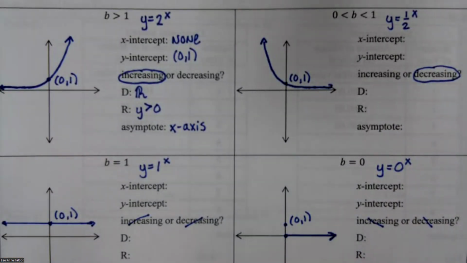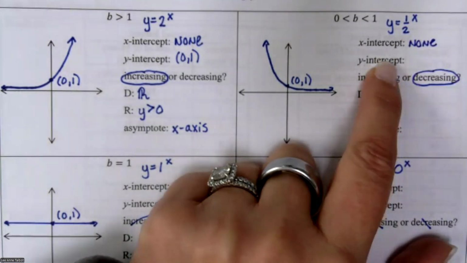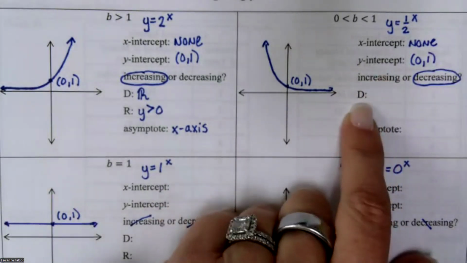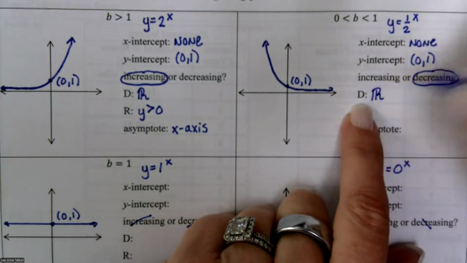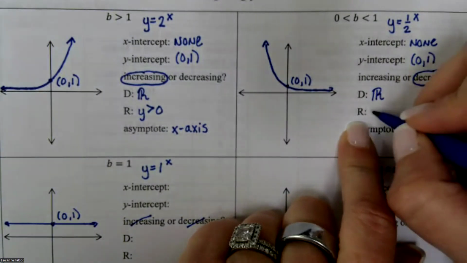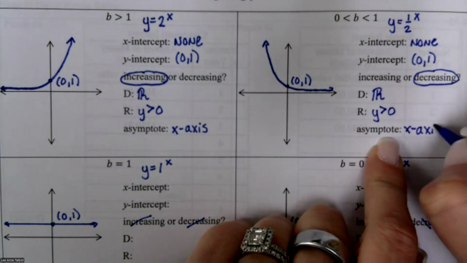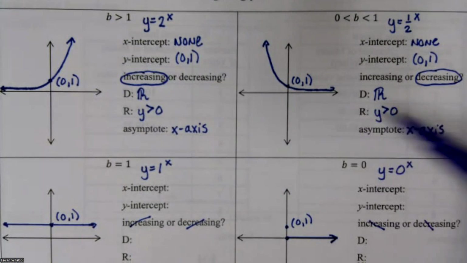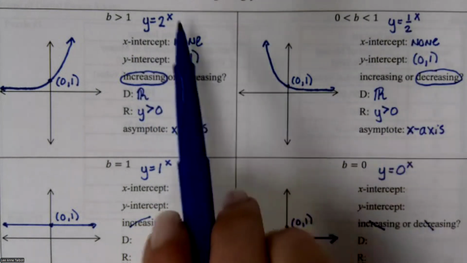Okay, now a lot of this is going to be repeats. X-intercept, none. Not going to touch it. 0, 1. Does it go forever left and right? Yep, great job. Because it goes forever up. Yep. Okay, so really what's the only difference between these two? And how can you tell? Whole number, fraction.